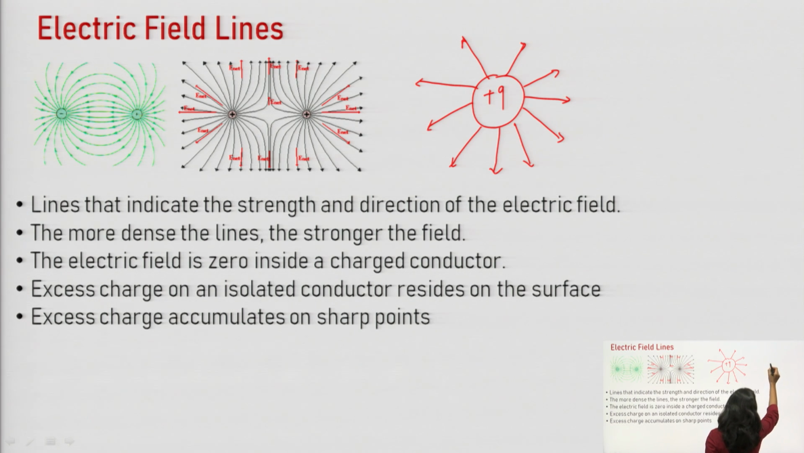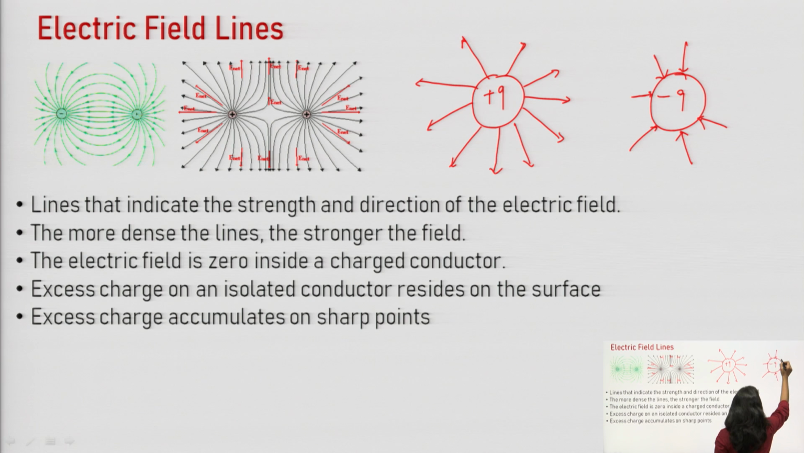However, if it will be negatively charged, then the line of force will be inward. So these two figures show how the electric field lines interact with each other when two charges of opposite polarity are there.